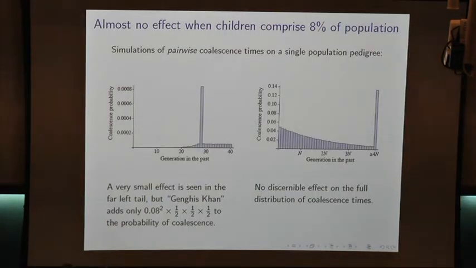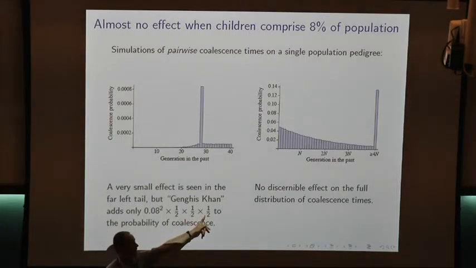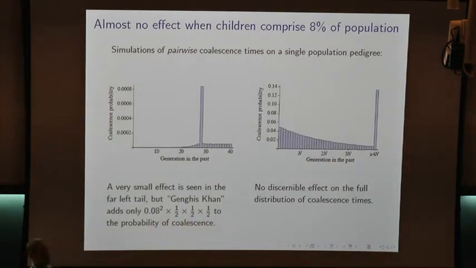But if you'll notice, the numbers are very small, right? That's 0.008 coalescence probability. And you can calculate right here: if I'm following two things backward in time, I have to have the fact that both of them are in the children of this toy Genghis Khan, and then they both go to Genghis Khan, not to the mothers, and they coalesce, right? So it's 0.008, roughly, extra amount of coalescence.